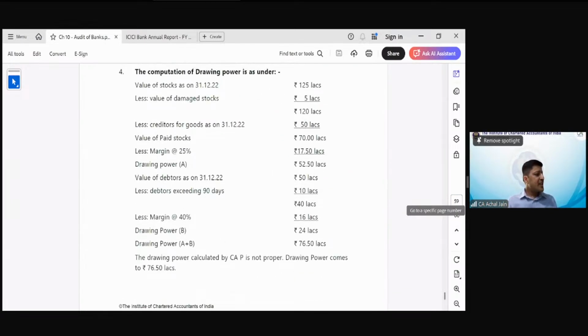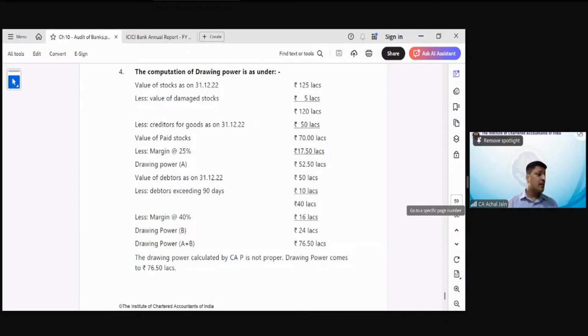Now, the question says drawing par. So for drawing par, we need to look at two things. One is the value of stocks that will be used for drawing par. Second is the value of debtors that will be used for drawing par. The question says only paid stock should be considered. Correct? So what is the total value of stock? 125. From this, can we keep damaged stock? No. So reduce that.